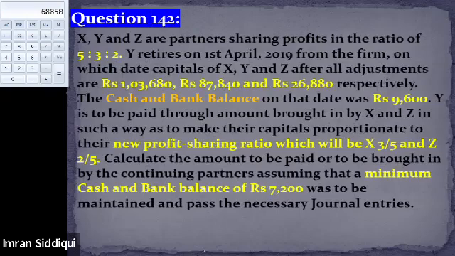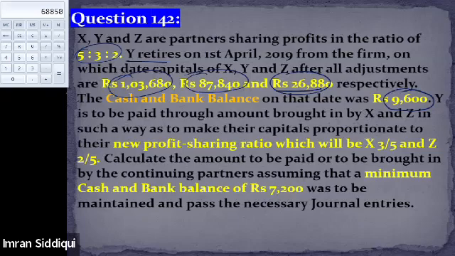Okay. So we'll start with 142. X, Y, and Z are partners sharing the profits in the ratio of 5:3:2. So this is the old PSR. Y is retiring on 1st April 2019 from the firm, on which date X, Y, and Z, after all adjustments, have capital balances of 103,680, 87,840, and 26,880 respectively. So these are the adjusted capitals of the partners. Cash and bank balance on that date is 9,600.